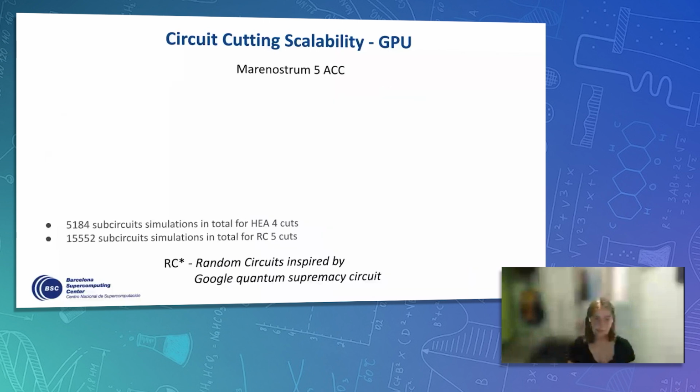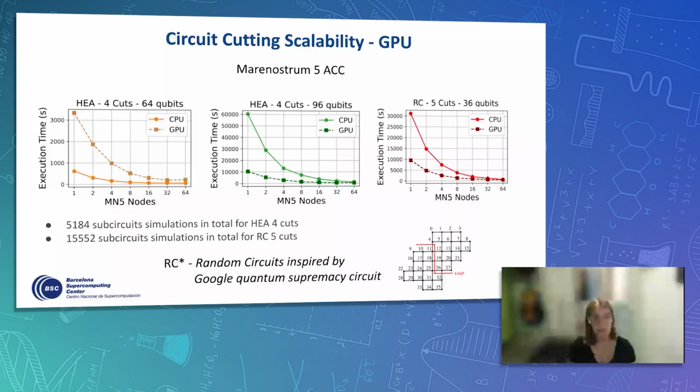Then we did more or less the same in Mare Nostrum 5 ACC using GPUs. First of all, I'm going to focus on the first two graphs and then explain the last one. In the first two graphs, we use the same circuit, the hardware efficient ansatz, but we have two completely different performances. The first one has 64 qubits and 4 cuts, which means 16 qubits per subcircuit. And we can see that the GPU is much slower than the CPU.